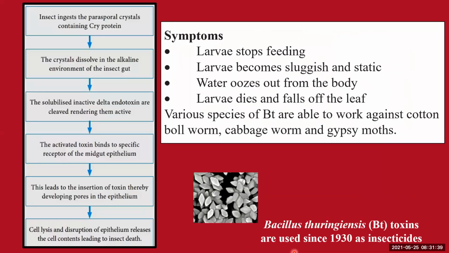So actually what happens? The larvae stop feeding. The larvae become sluggish and static. Water oozes out from the body. The larvae die and fall off from the leaf.